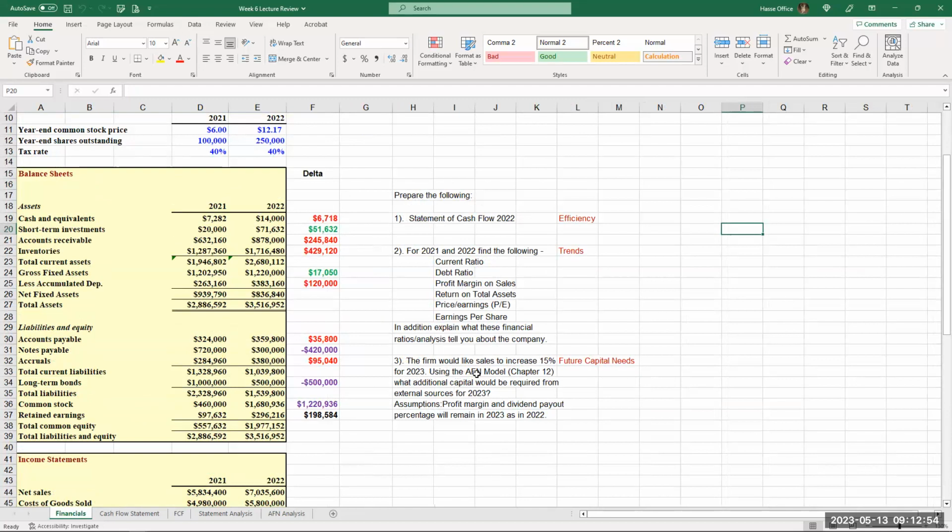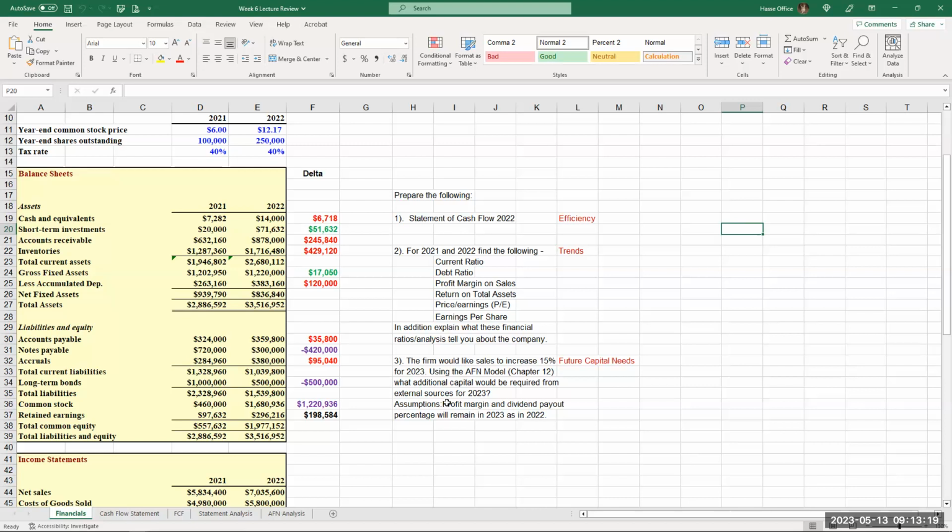Using the AFN model, which is in Chapter 12, what additional capital would be required from external sources for 2023? In other words, what additional money do you need to borrow? What additional money do you need maybe to issue some equity or stock in the next year if you want to achieve a 15% increase in sales?